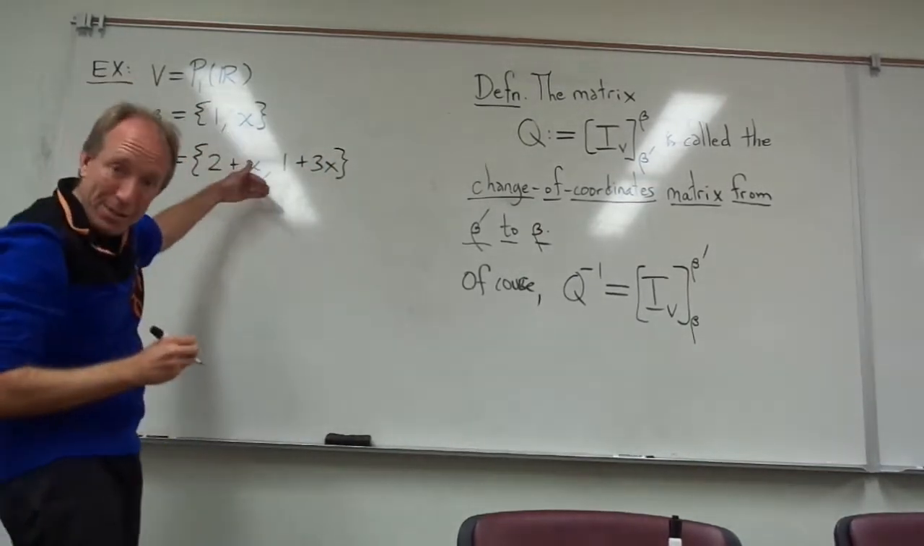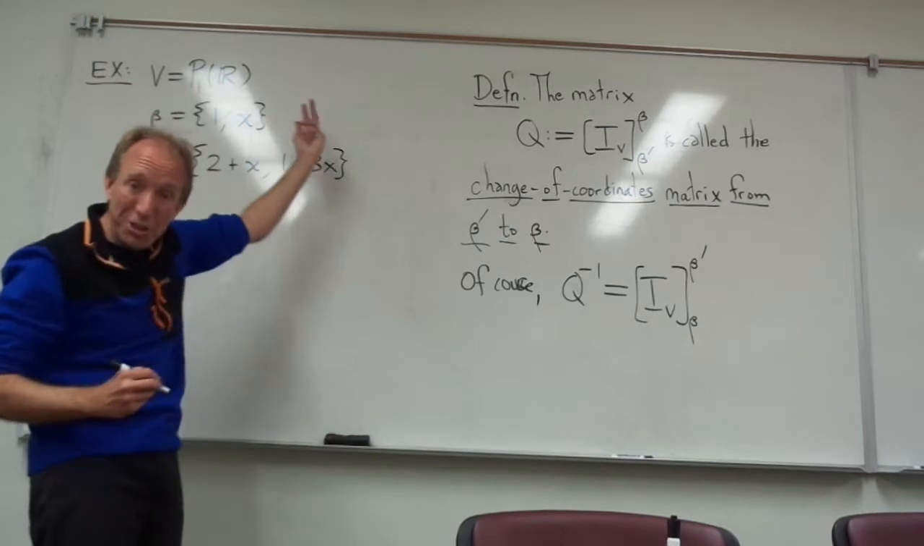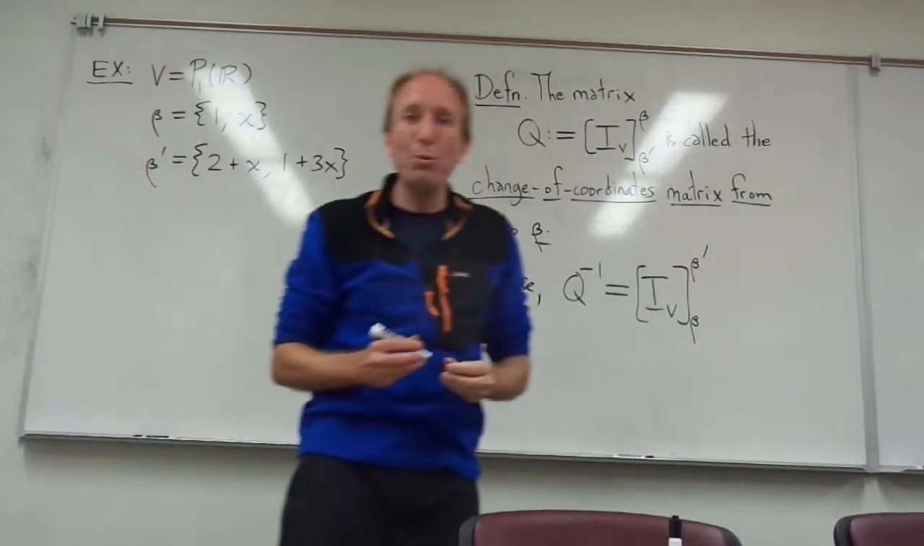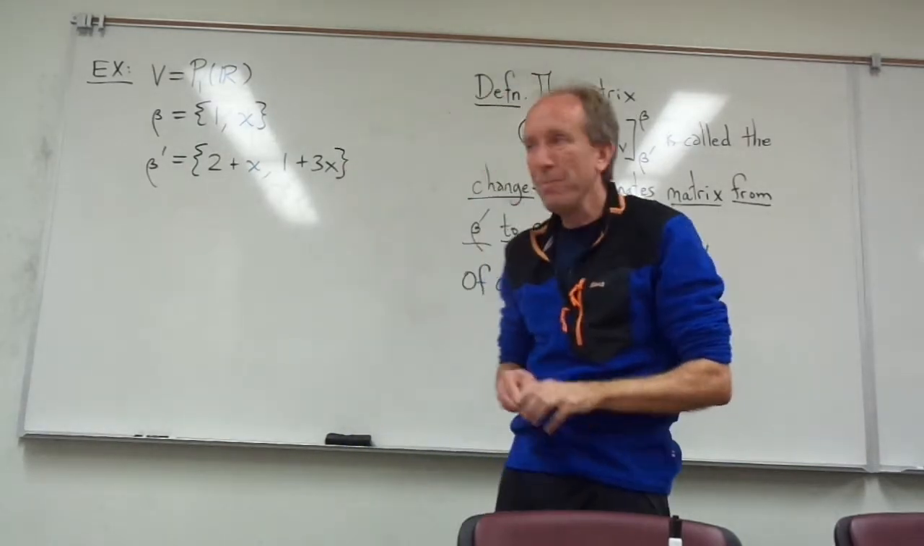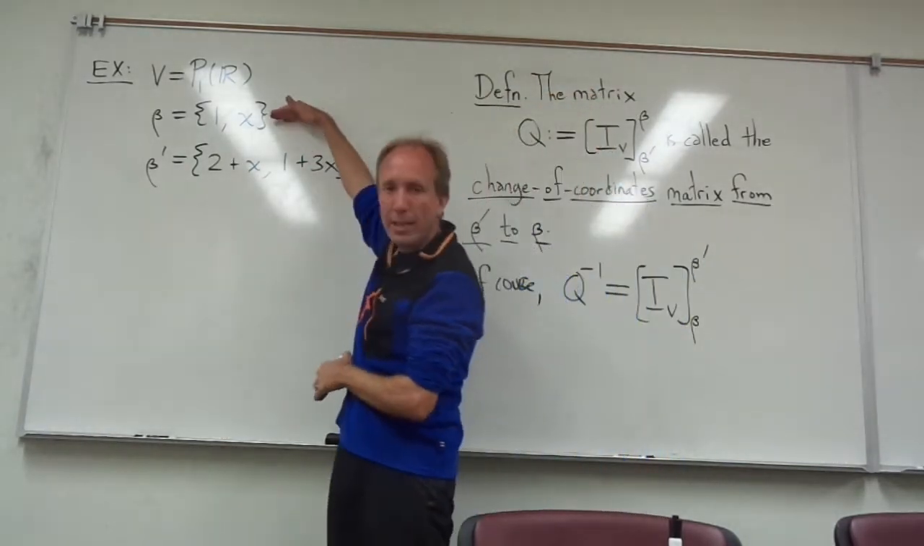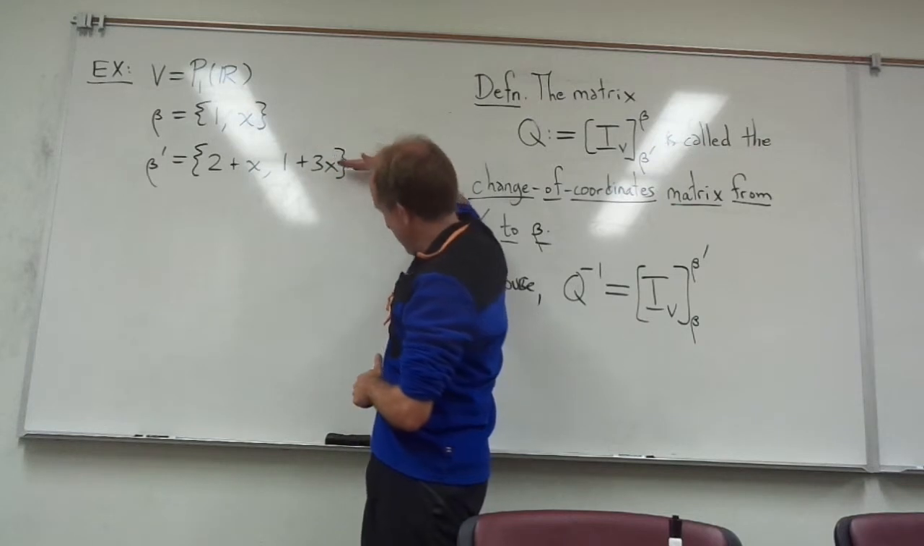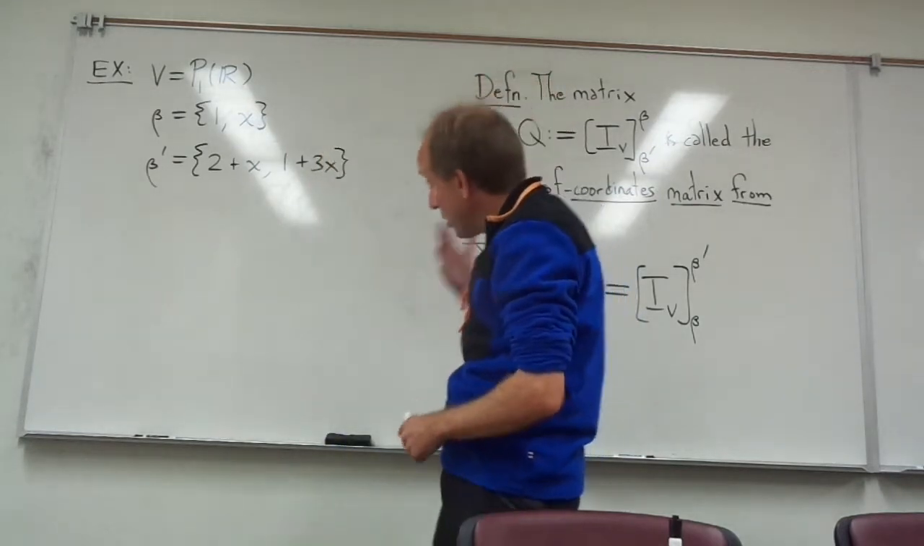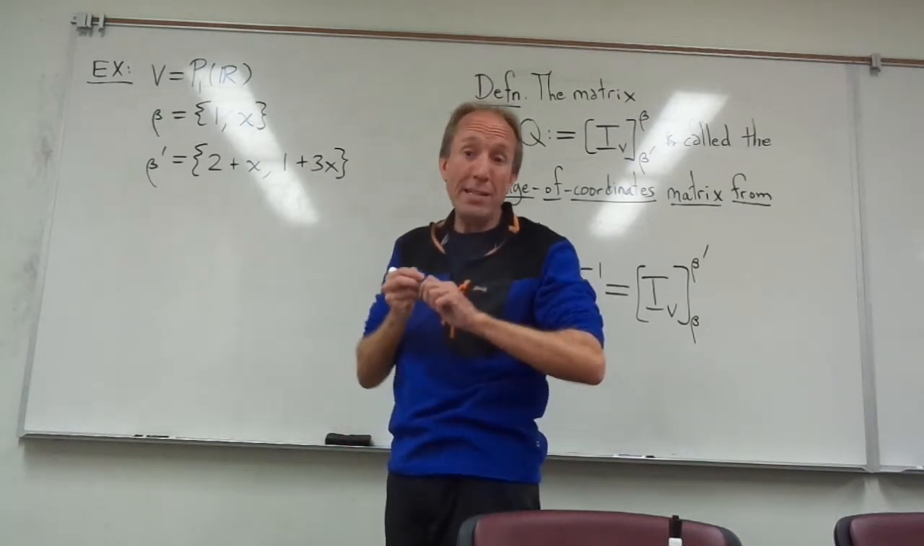Two different bases for V1. V1 is two-dimensional, and in both cases I've given you two non-proportional vectors. So the vectors in beta are definitely linearly independent, and the vectors in beta prime, likewise, linearly independent. So these are two great bases, okay?